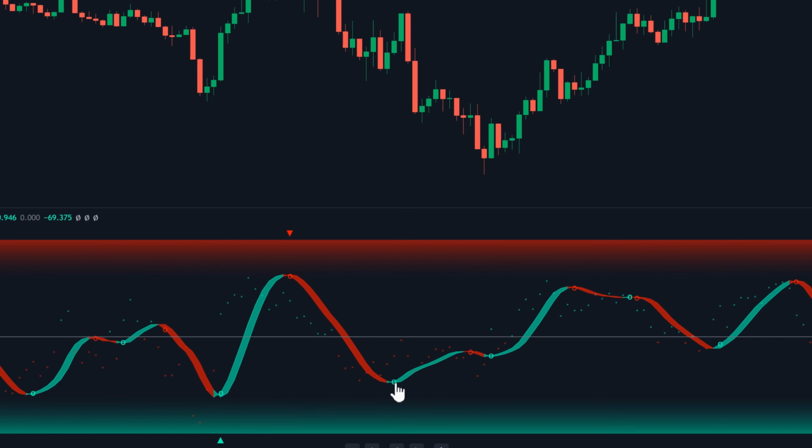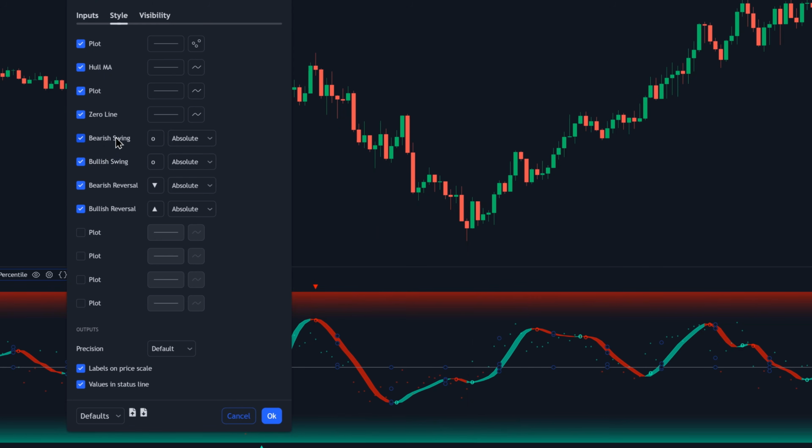And then we have these dots printed along this oscillator. The green dots are labeled as bearish swing, as you can see here, and the red dots are labeled as bullish swing. And they are used to indicate a shift in market trend from bearish to bullish and vice versa.